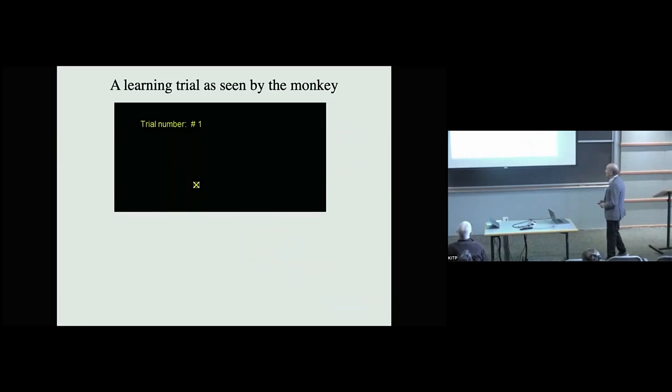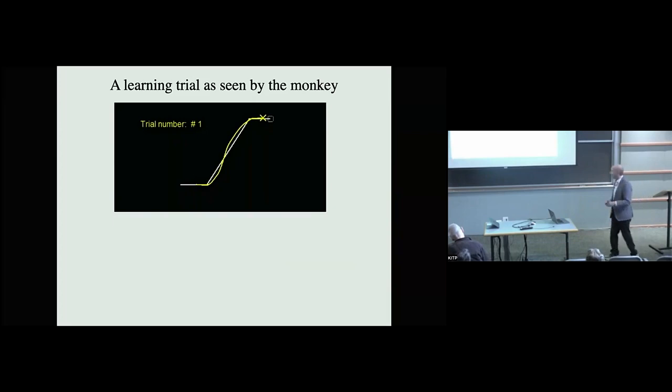So again, we have up here what the animal sees. He's going to be asked to track a target. The target will start by moving to the right, and after 250 milliseconds, it changes direction and moves upward. I'll show that again. This tells the animal that when the target moves to the right, that means in 250 milliseconds, you've got to move your eyes up.